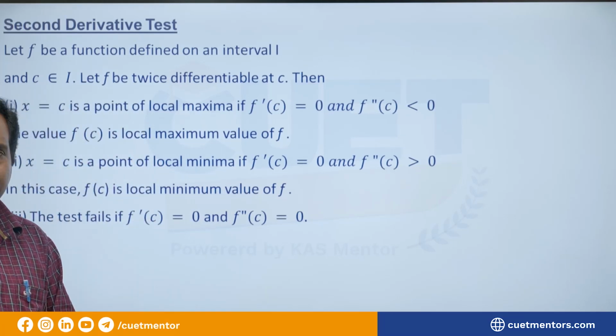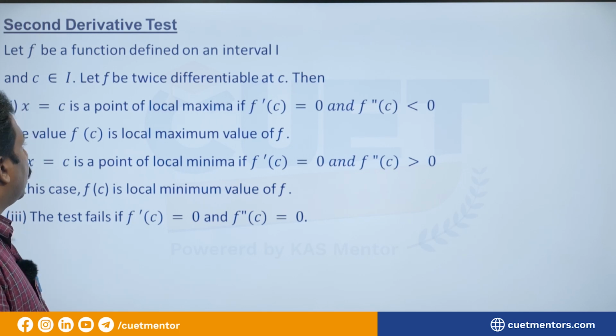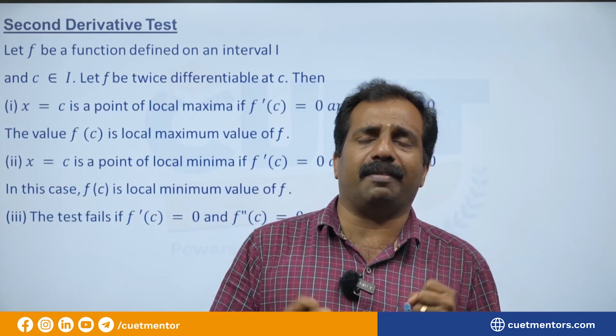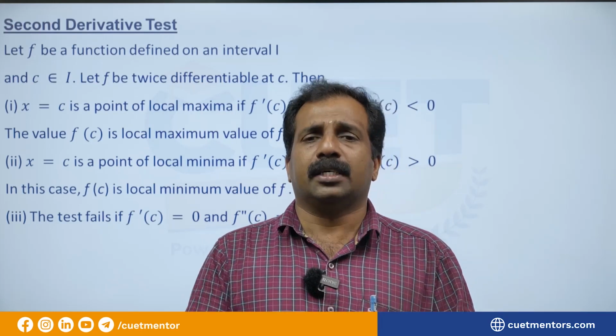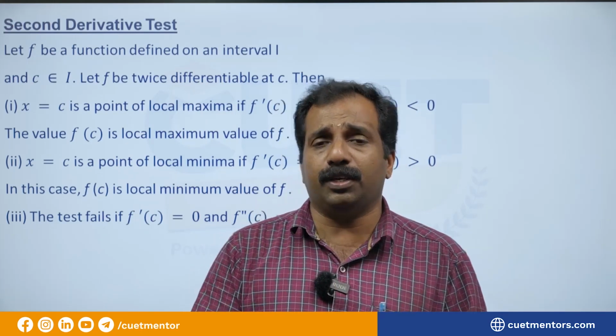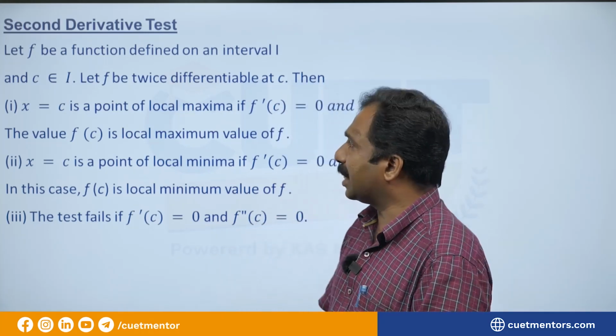The second derivative test is actually very easy. To find whether a point has a local maxima or local minima, that is, a maximum or minimum of a function at that particular point, we use the second derivative test. What is the second derivative test?